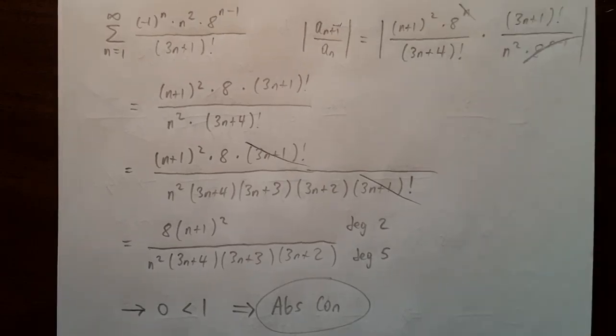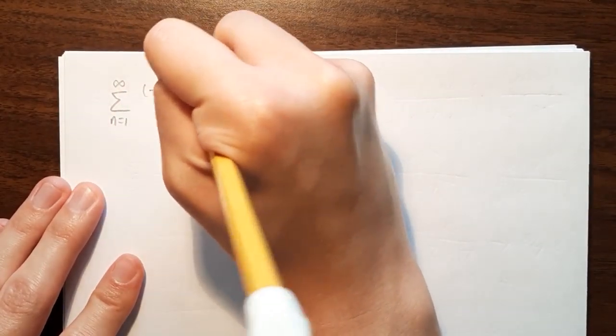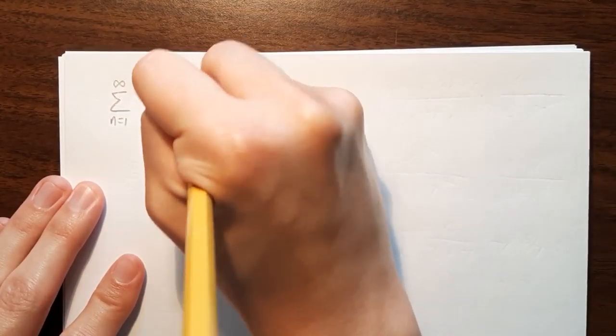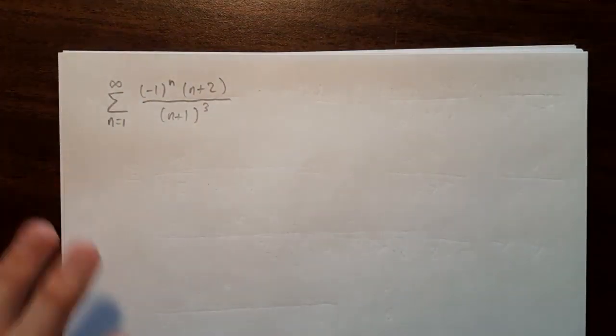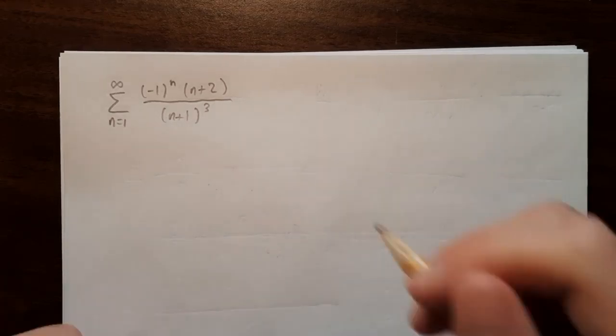Okay, so I have one last example for you guys. The series is the sum from n equals 1 to infinity of negative 1 to the n times n plus 2 divided by n plus 1 cubed. All right, so we're in a ratio test frame of mind, so let's go ahead and try it out.